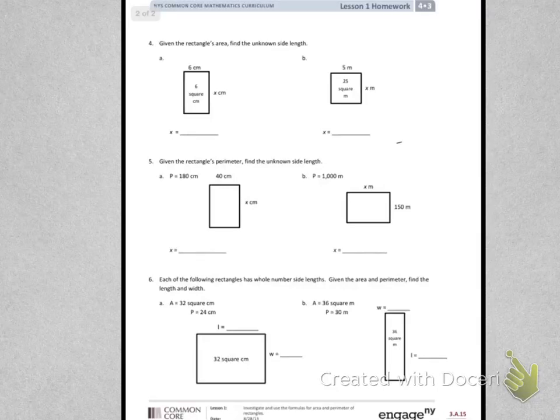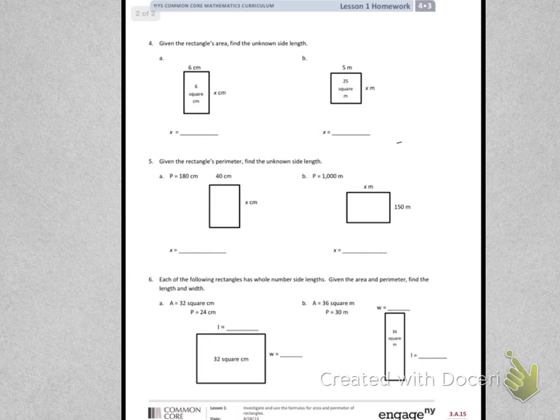Grade 4, Module 3, Lesson 1, Homework, page 2. Give the rectangle's area. Find the unknown side length. Letter A. This problem is a little bit different. It gives us that the length is 6 centimeters, the area is 6 square centimeters, and the width is unknown. They're calling it X centimeters.